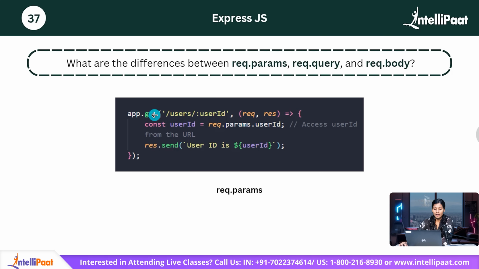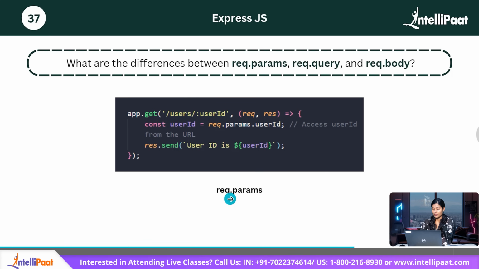For request.params, you focus on the parameter in the route. It is used to get values from the route, for example the user ID and so on, which you can get from the route itself. That is where request.params comes in.